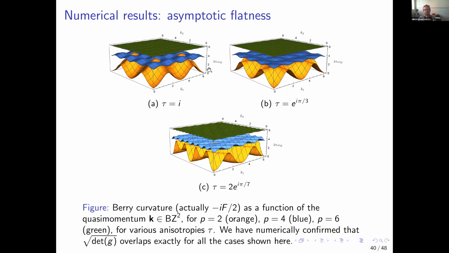Now I give you just some numerical results on the flatness. So here what I plot is the Berry curvature in the K-space for different values of P and for different values of tau. P equals 2 is orange, P equals 4 is blue, and P equals 6 is green. As I increase P, the flatness of the Berry curvature is almost immediate. It goes very quickly to flat. And the exact same values occur for the square root of the determinant. So you can consistently see that these are indeed Kähler bands.